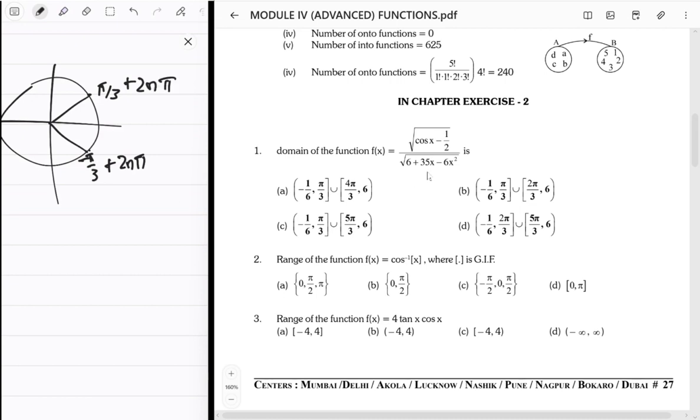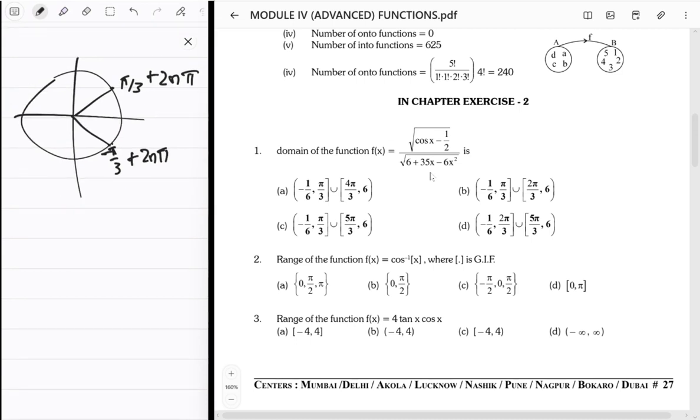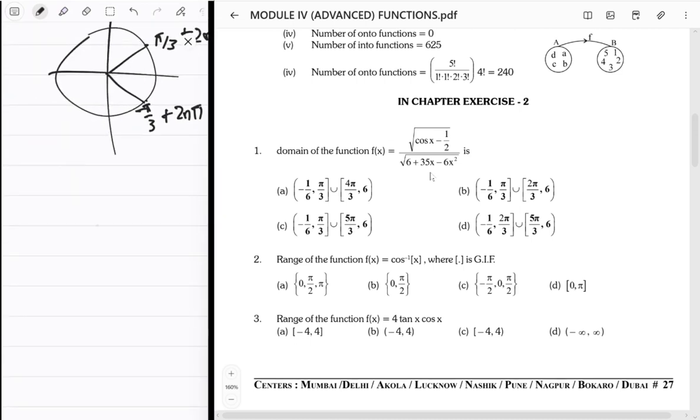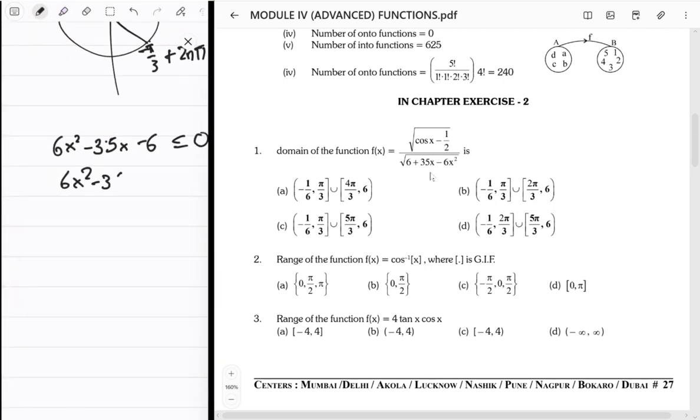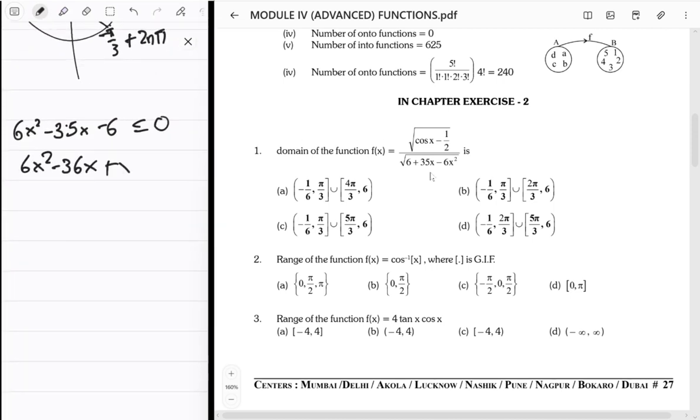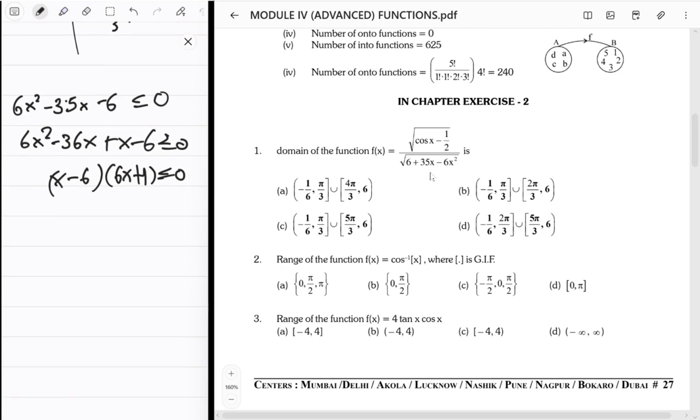This thing, 6 plus 35x minus 6x squared, should be positive, or bigger than or equal to 0 actually. So this means 6x squared minus 35x minus 6 must be less than or equal to 0. So this is like 6x squared minus 36x plus x minus 6 is less than or equal to 0. So like x minus 6, then you've got 6x plus 1, less than or equal to 0. Is that correct? I guess it should be.